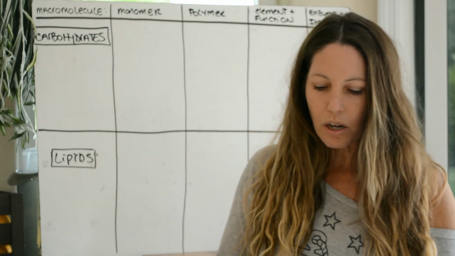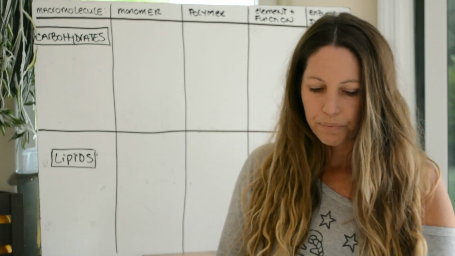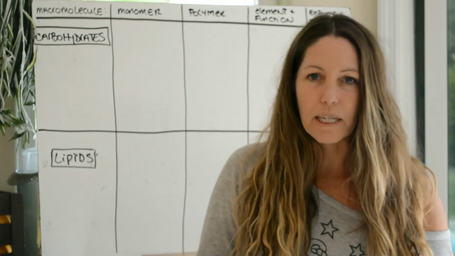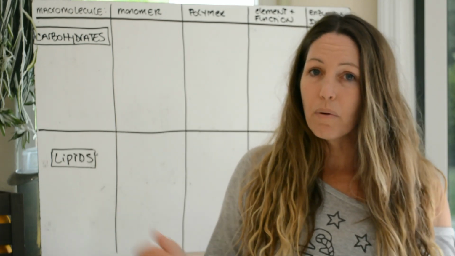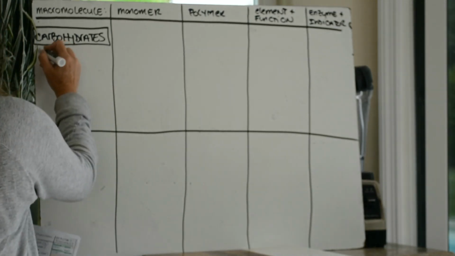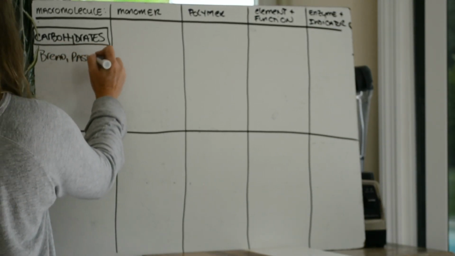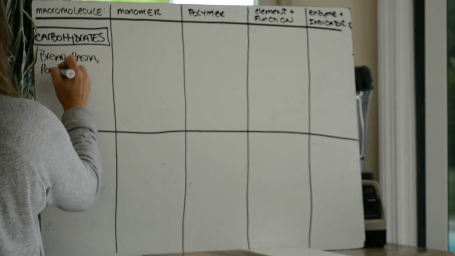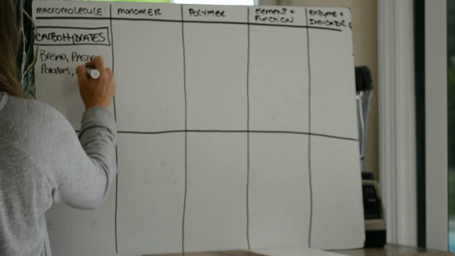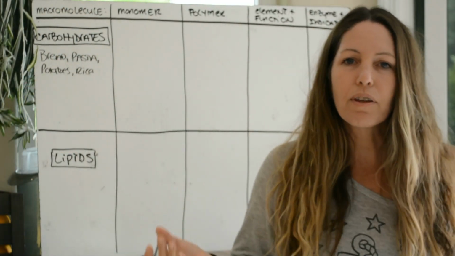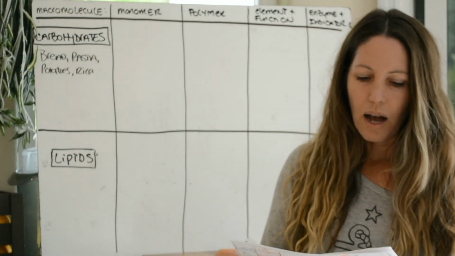Okay, so let's go ahead and talk about carbohydrates first. What's an example of carbohydrates? Well, you tell me. Let's list them out. We have bread, pasta, potatoes, rice. Okay? So again, pretty much everything we eat is made of carbohydrates.